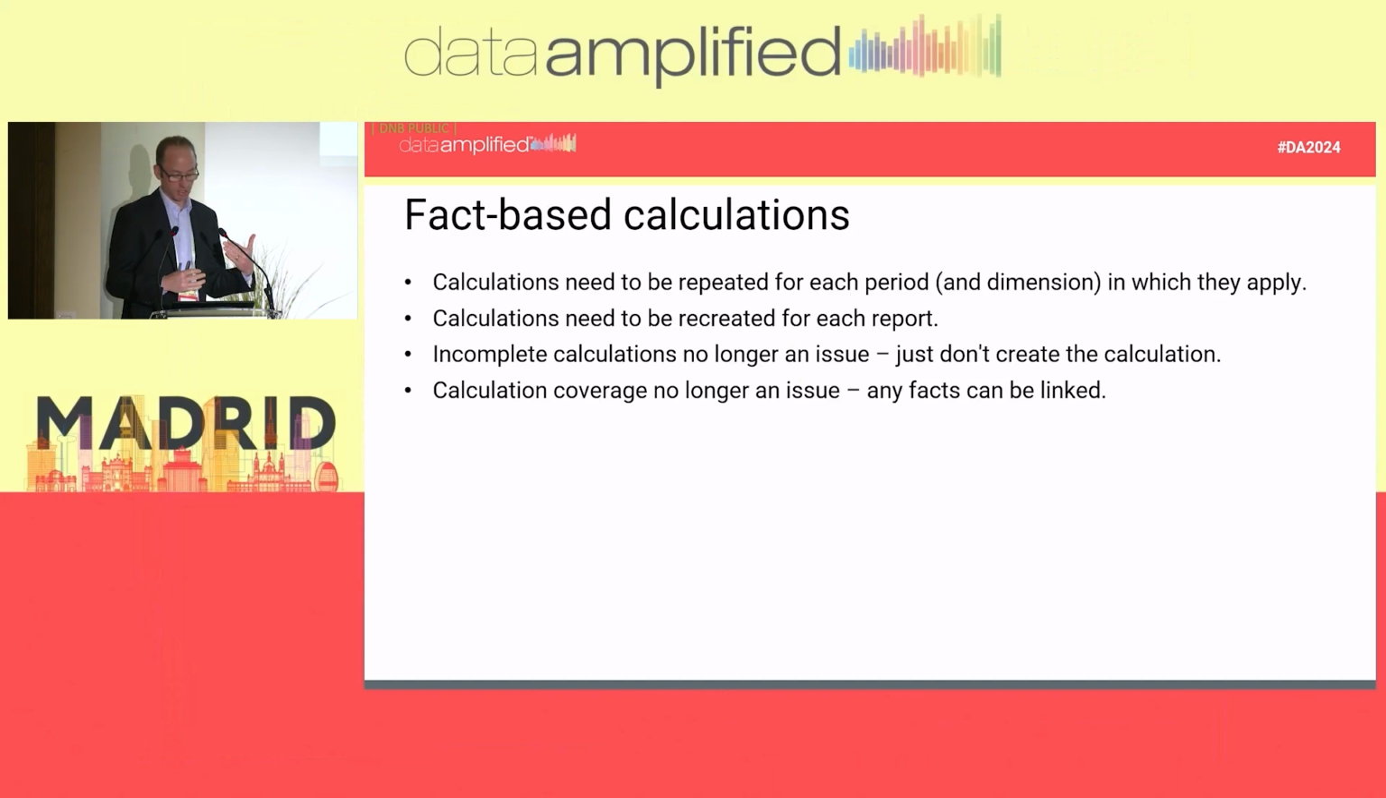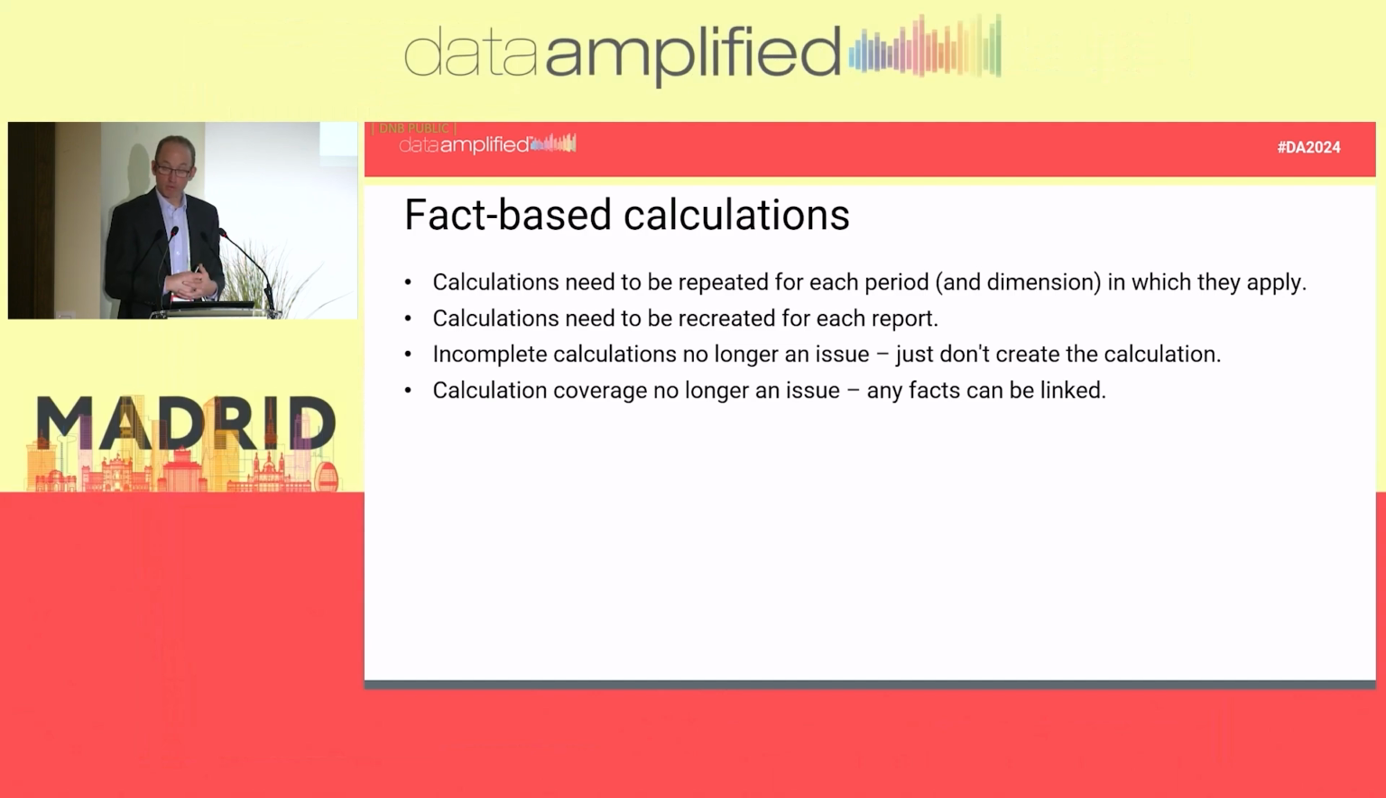So the obvious implication for fact-based calculations is that you need to repeat it for each period that they're applicable, rather than a single calculation that applies to both periods. You'd have to redefine it for the numbers in one column and then the numbers in the next. And you need to recreate them for each report, but actually with extension taxonomy, people are doing that largely anyway.